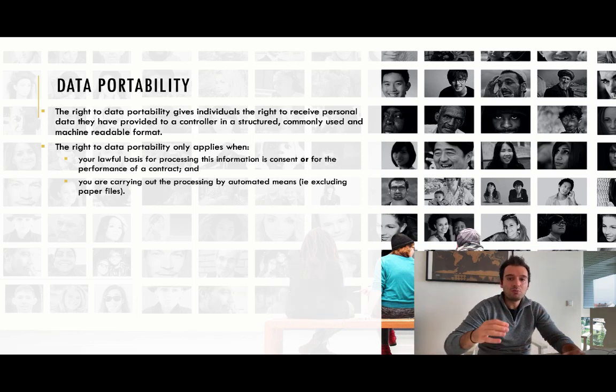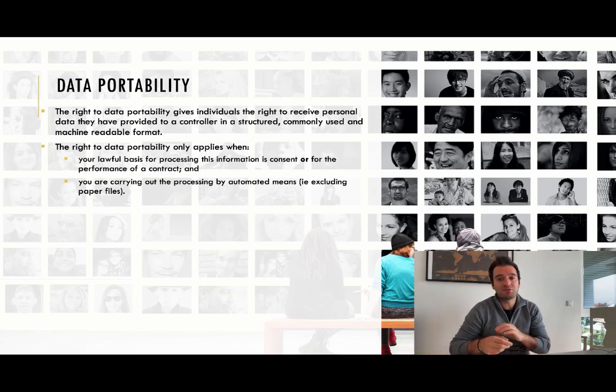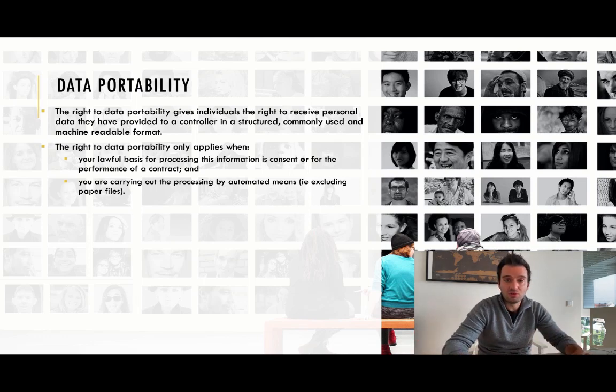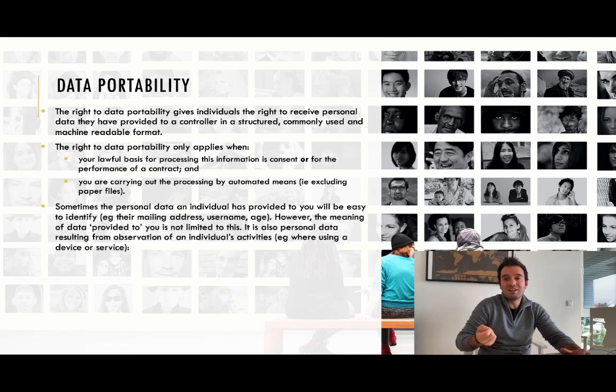Information is only within the scope of the right to data portability if it is personal data of the individual that they have provided to you. What does provided to a controller mean? Sometimes the personal data an individual has provided to you will be easy to identify. For example, their mailing address, username, age.